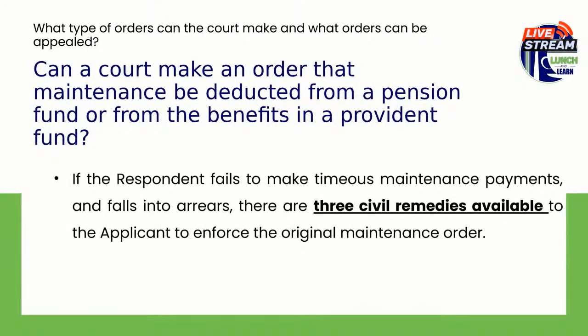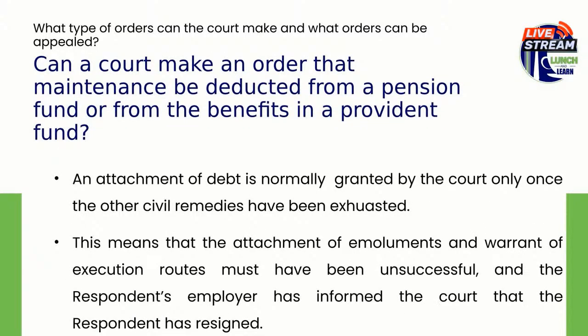So if the respondent fails to make timely maintenance payments and falls into arrears, there are 3 civil remedies available to the applicant to enforce this original maintenance order. So these are the remedies that we have discussed. It is your execution against property and your attachment of emoluments, also known as your garnishee order. So the applicant must first exhaust those remedies, and if they prove to be unsuccessful, then only can the applicant apply for the attachment of debt remedy in terms of Section 30. So that remedy is only granted by the court once the other civil remedies have been exhausted.